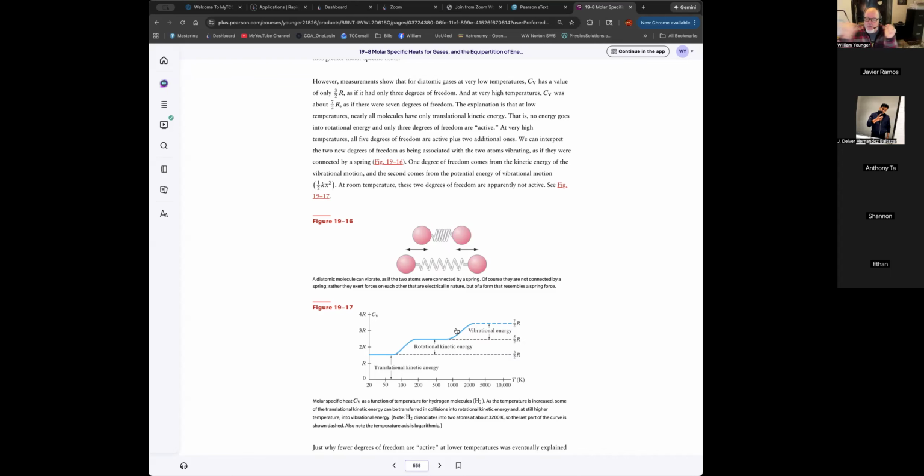Then if you go up to 1,000, what happens is we actually start to make the atoms and molecules vibrate. And in fact, that gets you yet another degree of freedom. You get a potential energy, 1/2 kx squared, and a kinetic energy, 1/2 I omega squared. Each of those gets a half of an R. So that's why we jumped up to 7 halves R.